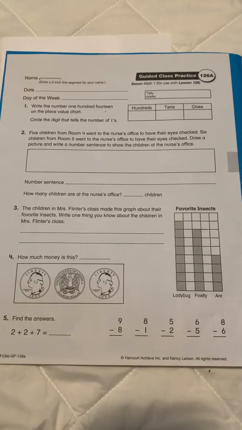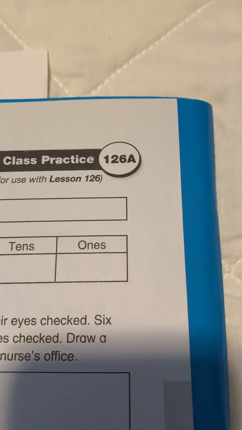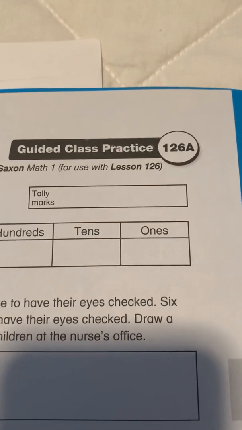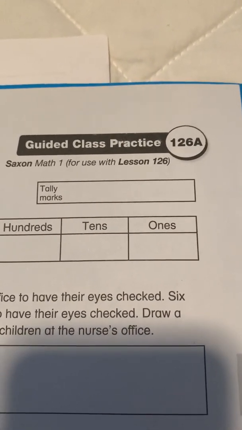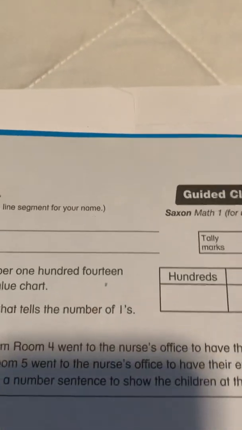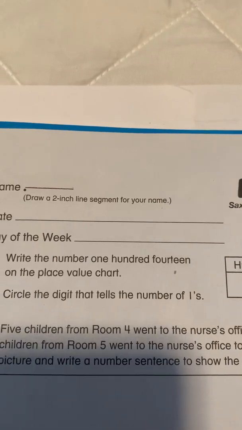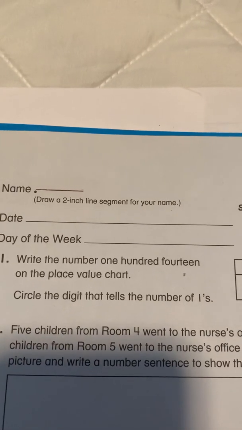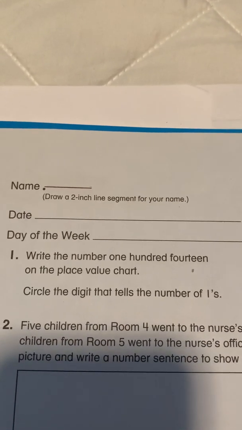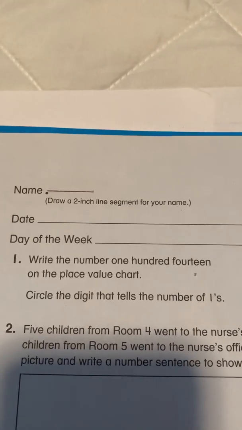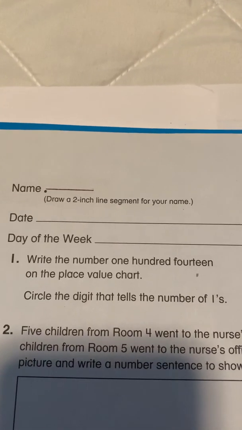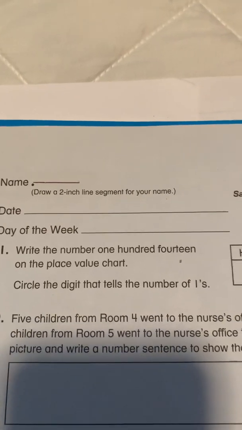It's time to pass out the paper math. Today we're on lesson 126, side A. And I did something silly over here, just to see if you notice. It says to draw a 2-inch line segment for your name. This line is too small. I can't write my name on it. What happened? What did I do wrong?